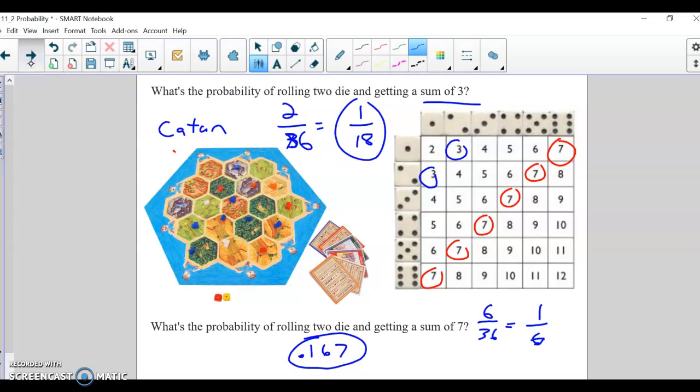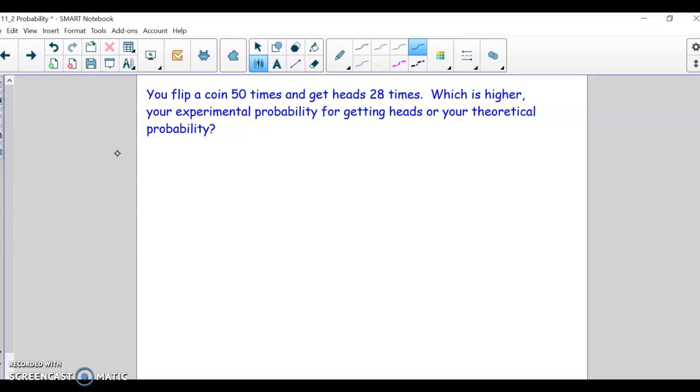All right, anyways, just keep blasting more probability ones. So you can flip a coin 50 times, get 28 heads. Which is higher, the experimental or the theoretical probability? Pause the video, give this a shot.